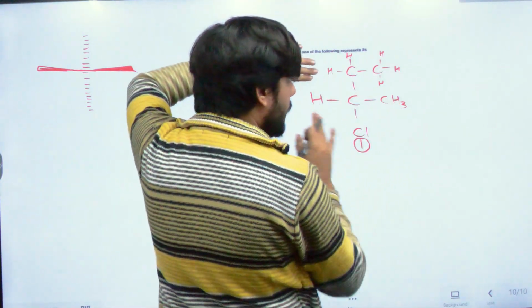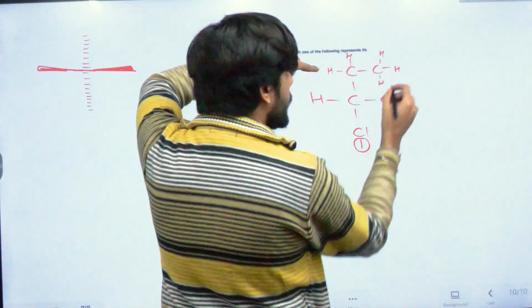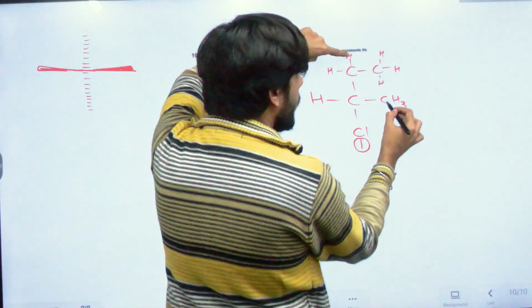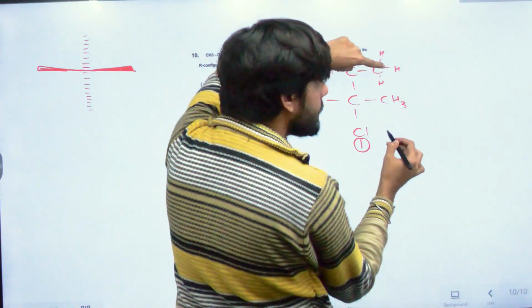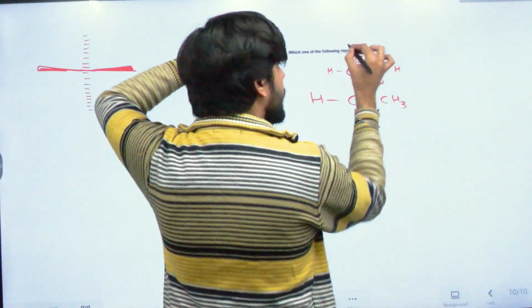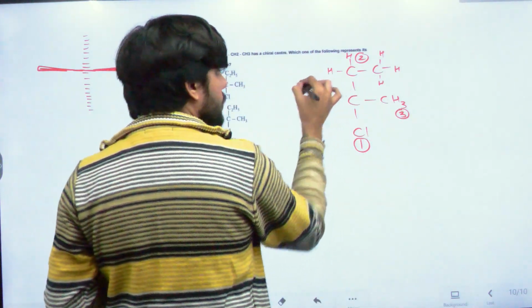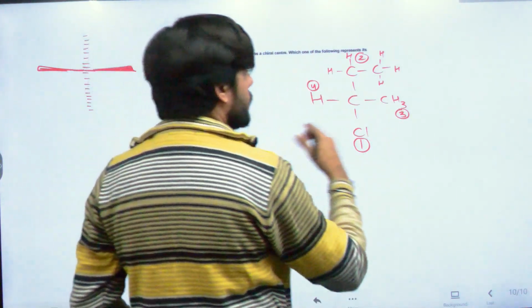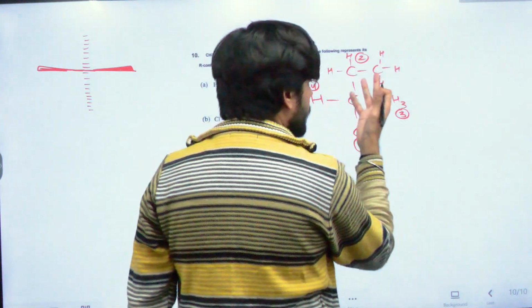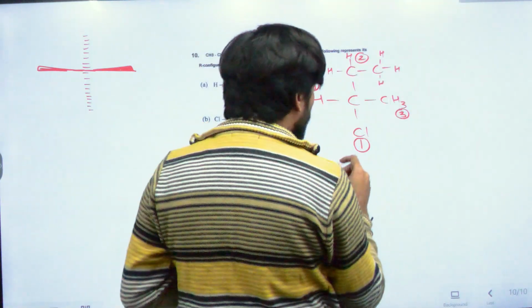So H is definitely the last one. So between CH3 and C2H5, it is C, C. Then move ahead: H, H. But here we have C also. So we give this the second priority, this the third priority. And definitely this is the last one. It is not necessary to write the last one. So now what you do?